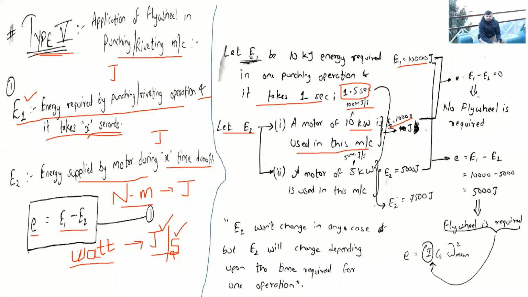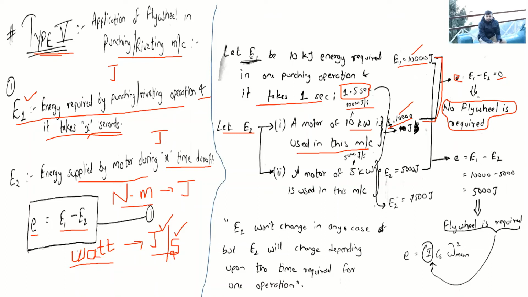If we combine these two, what will be the value of E? E will be E1 minus E2, and E1 is 10,000, E2 is also 10,000. So it will come out to be 0. This means that no flywheel is required during this operation, because the amount of energy required and the amount of energy supplied are equal. So the fluctuation of energy is 0.